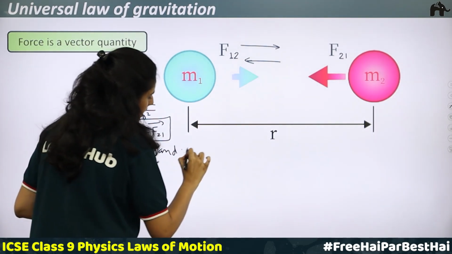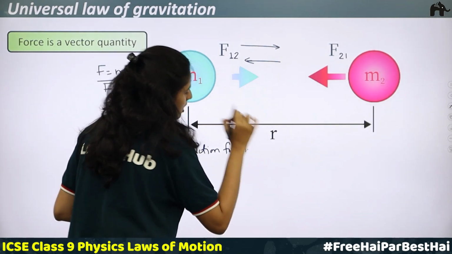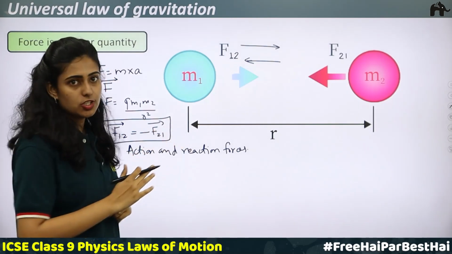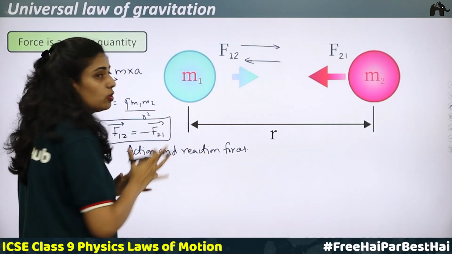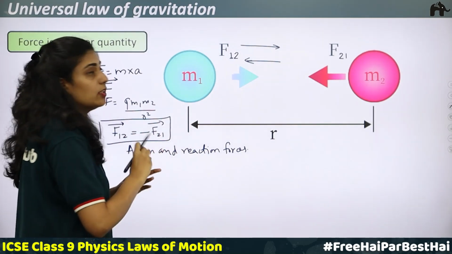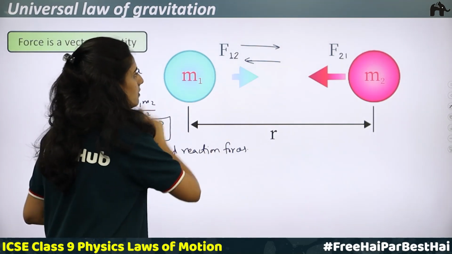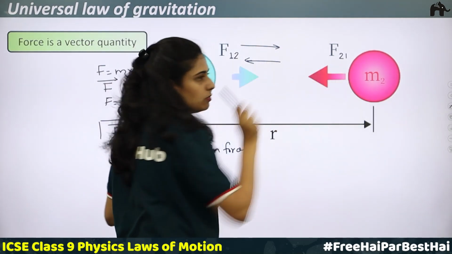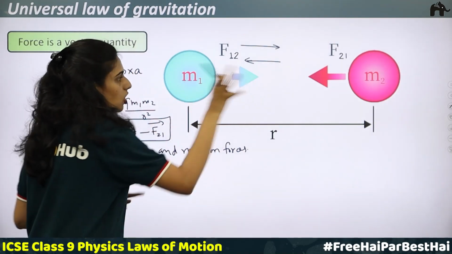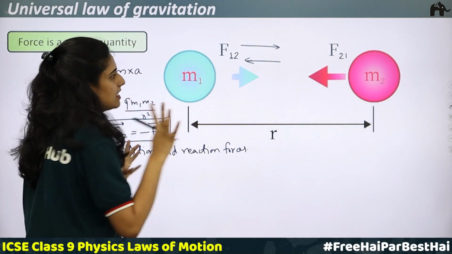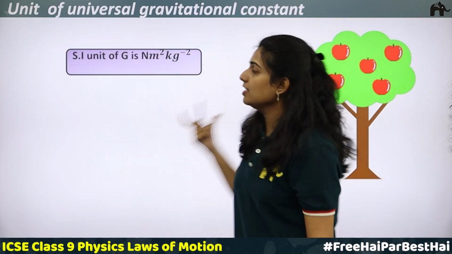Action and reaction forces. So we have studied about action and reaction forces in Newton's third law of motion. For every action, there is an equal and opposite reaction. They act on two different bodies and hence they do not cancel out. Here we have two bodies, M1 and M2. Action force F12 is acting on M2 and F21 is acting on M1. Therefore, they are acting on two different bodies and they never get cancelled out. Clear?